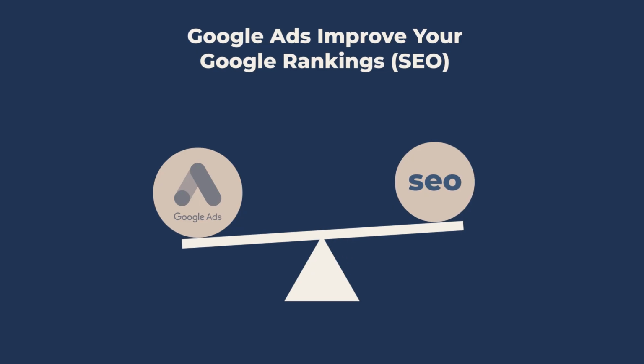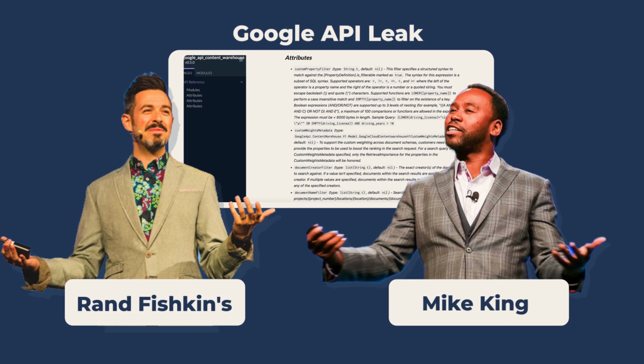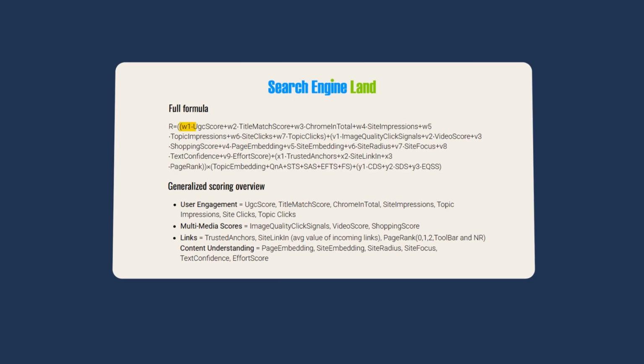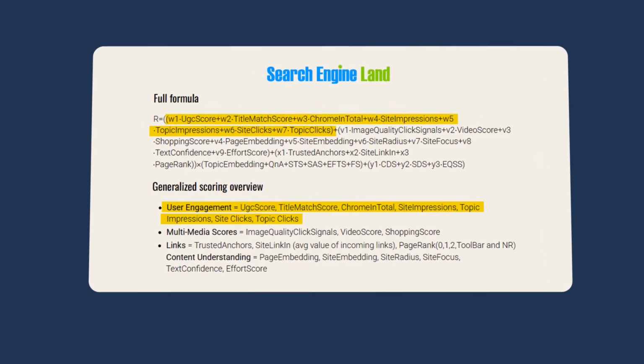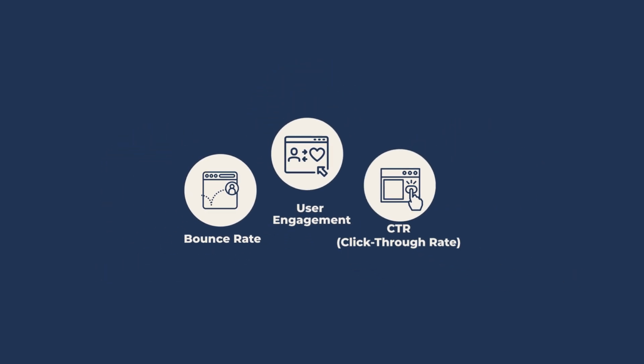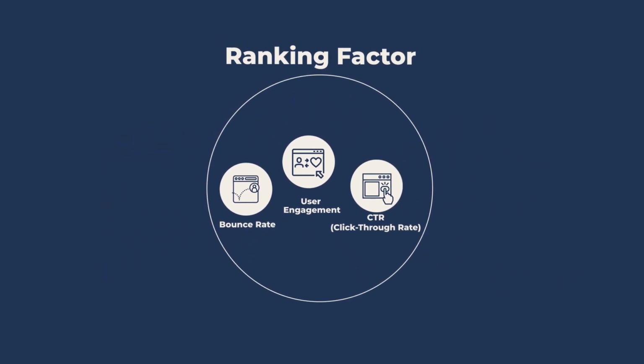Google Ads improves your Google SEO rankings. This is a revelation that happened recently with Mike King and Rand Fishkin releasing the API leak of Google's ranking factors. What this API leak showed is that user engagement signals and essentially traffic itself is a ranking factor. People have been saying this since the beginning of SEO. We've always thought that bounce rate, user engagement, CTR, all these metrics were important for ranking. Rand Fishkin back in the day did a tweet just telling people to search a keyword and click on that result. It was at position 5, and when his whole audience did that, it moved up to position 1. And so user engagement signals are important.